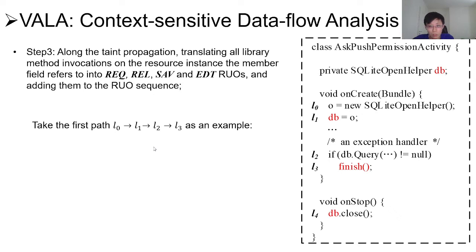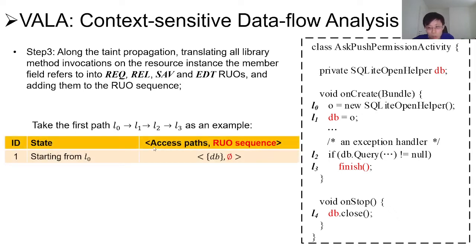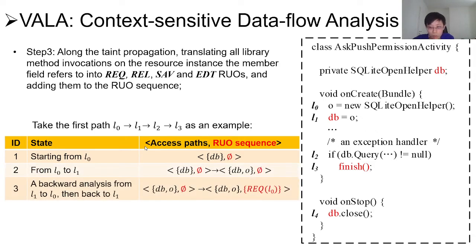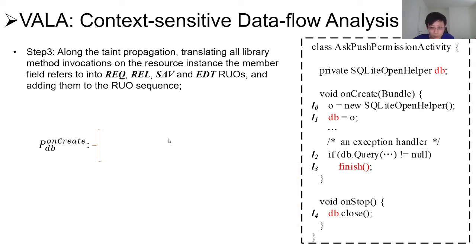The third step is to collect the IO sequence along the intent propagation. For any resource utilization method invocations on the access paths, we translate them into IOs and add them into the IO sequence. Still take the third path as an example. In the beginning, the IO sequence is empty. When we return back to L0 in the backward alias analysis, we can find that the initiation method of circle light helper is called, and the value is assigned to O. We translate the invocation as an IQ operation and add it to the IO sequence.